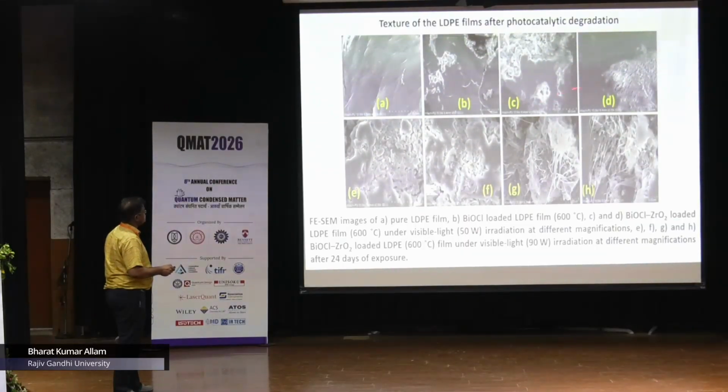At 50 watt you can also see something, but when we used the 90 watt LED bulb, you can see that major deformations happen. This is due to the liberation of volatile organic compounds like CO2 from this particular LDPE film. You can see the major degradation, 48.67%, which I have shown previously in the weight loss experiment. This is at H1.